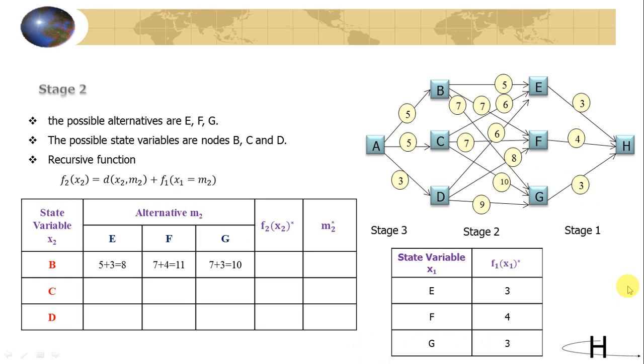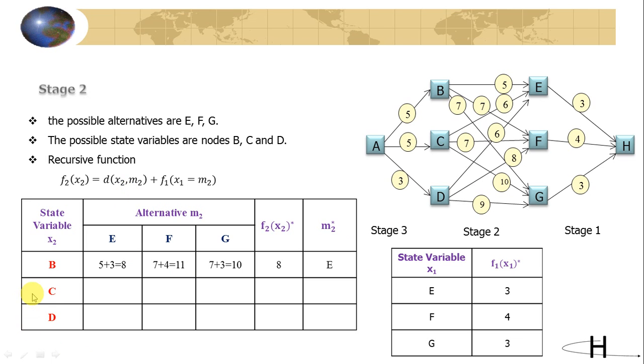Now amongst these three values, the best value, that is the minimum value, is 8 units. So that is the stage decision. So f2 of x2 star value will be 8 with respect to alternative E.